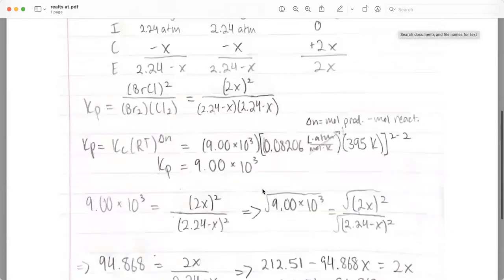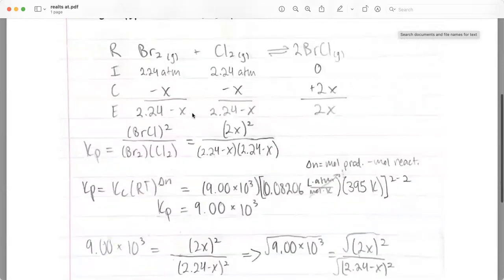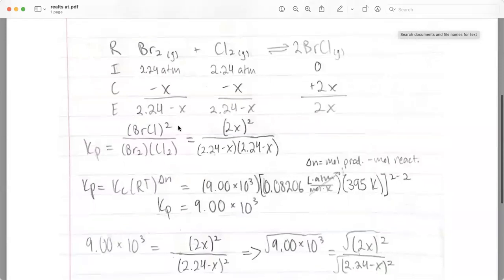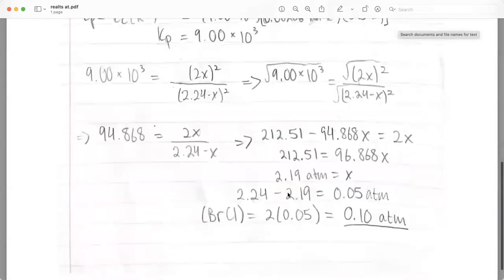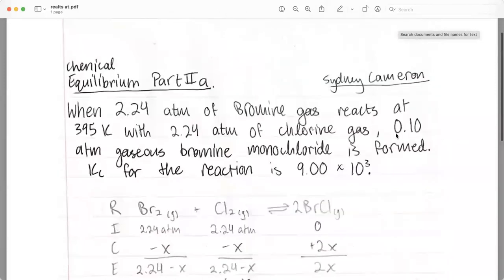Now we go back up to our RICE table and look at the equilibrium line. So to find the pressures for bromine and chlorine, you do 2.24 minus x. So we do 2.24 minus x, which we just found, which equals 0.05 atmospheres. And then to find the partial pressure of bromine monochloride, you multiply that by 2. So 2 times 0.05 gets you 0.10 atmospheres, which is what we were trying to prove up here.